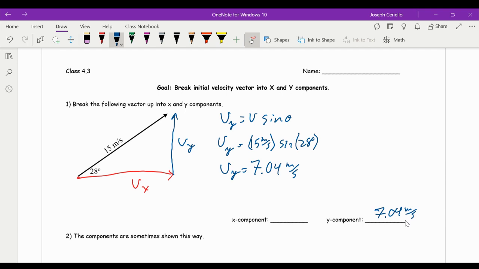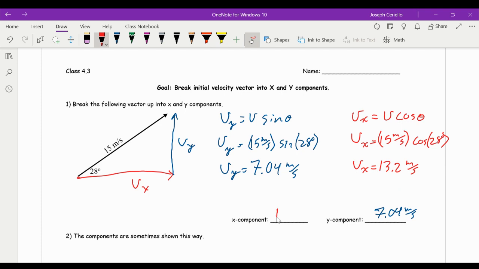Now what that tells us is how quickly this object is moving upward initially. Vx is going to tell us how quickly this object is moving horizontally initially. Looks like we have 13.2. So that's how quickly this object is moving horizontally.